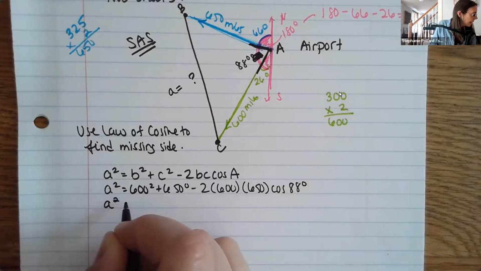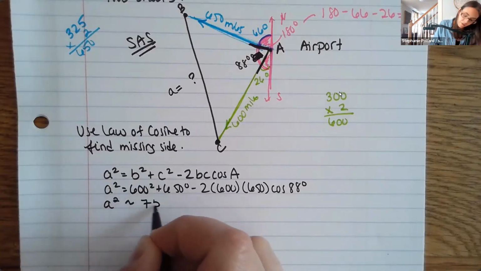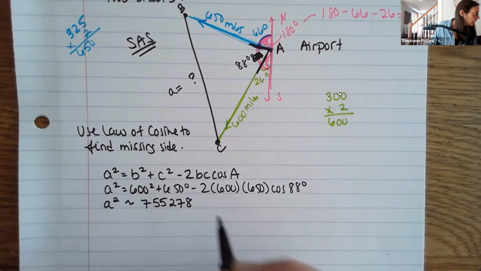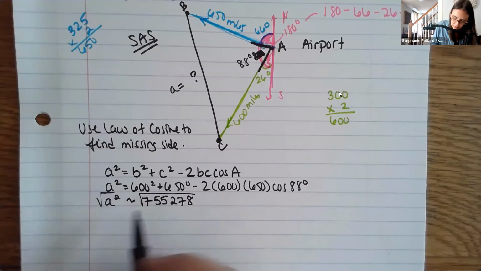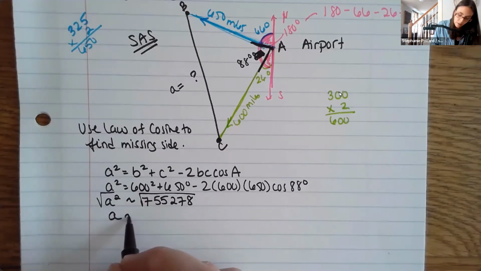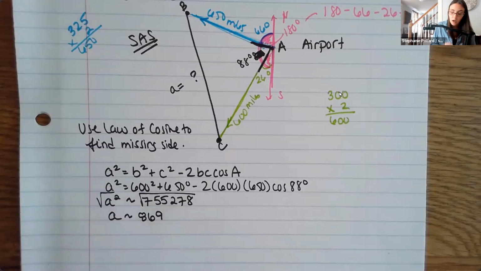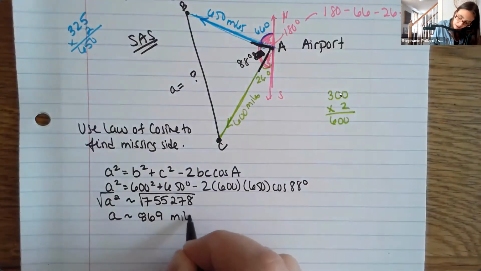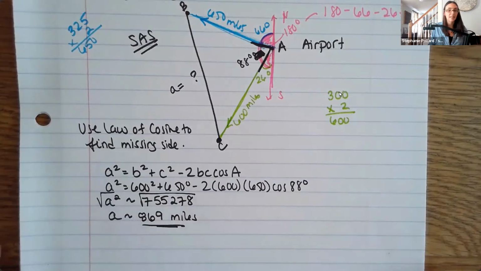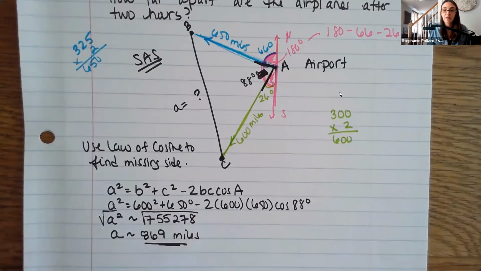You should get that A squared is about 755,278. Again, we are rounding. And then what you could do is you can take the square root of both sides. And when we do that, we get that A is about 869. Again, rounded to the nearest whole in this particular case. Now our units were in miles. So the planes would be about 869 miles apart after 2 hours.